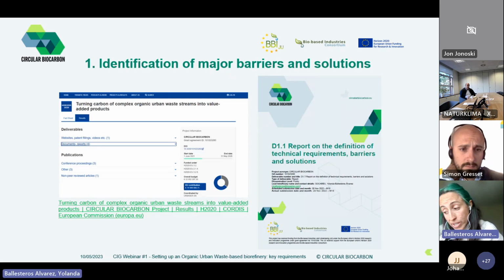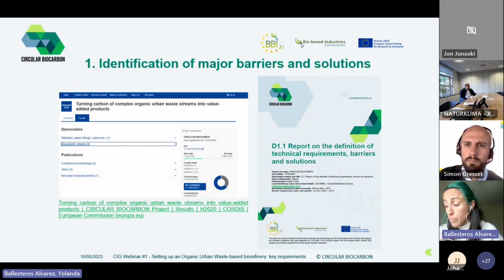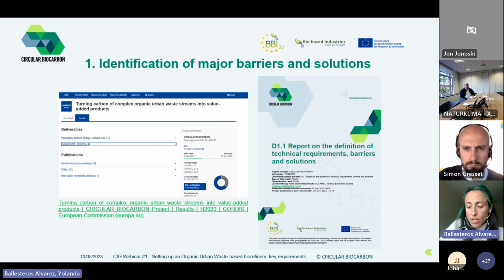As you have seen, barriers have been only very briefly commented here, but you have all the information in the deliverable that has been prepared by the Circular Biocarbon Consortium, which is public and available in Cordis. I have referred to this deliverable in my previous presentation. Deliverable 1.1, the report on the definition of technical requirements, barriers, and solutions. And I strongly advise to download it and take a look at it for more complete information.